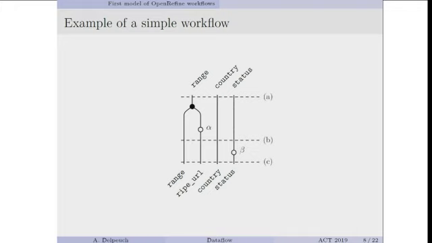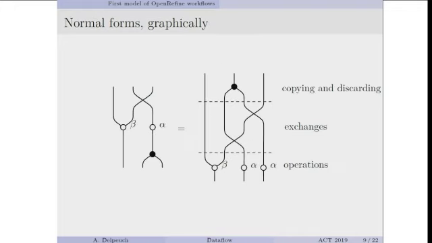What else can you do? Well, you can also have normal forms for your diagrams that represent workflows. So if you have some combination of algebraic operations, exchanges, copying and discarding morphisms, assuming your operations only have one output leg, you can always rewrite them to this form where you have all the copying and discarding first, then all the exchanges, and then all the algebraic operations. So you can decide if two workflows are equivalent up to these axioms fairly easily.